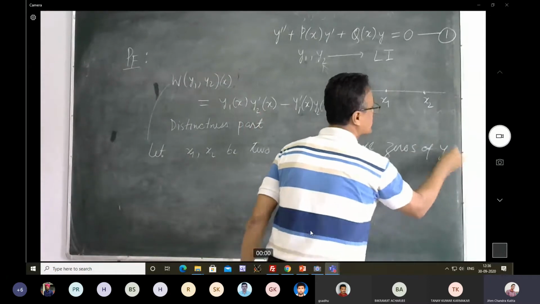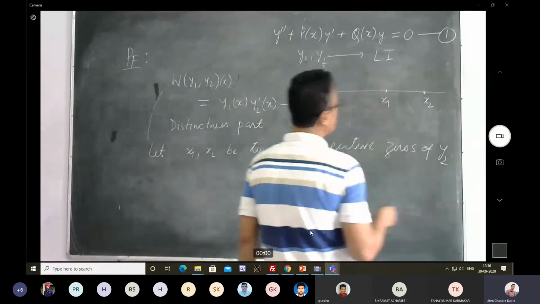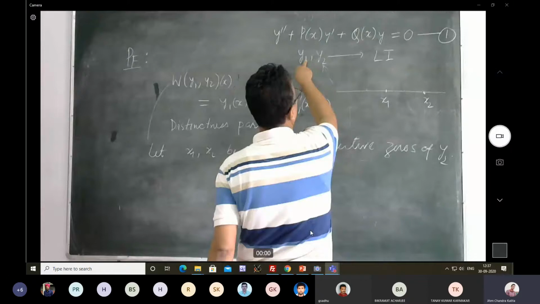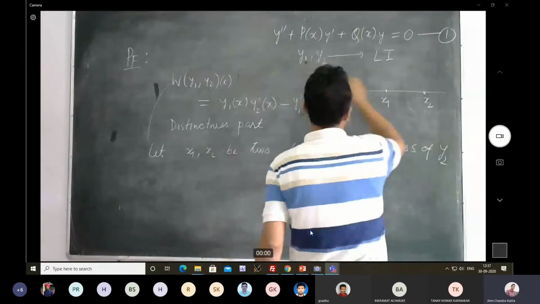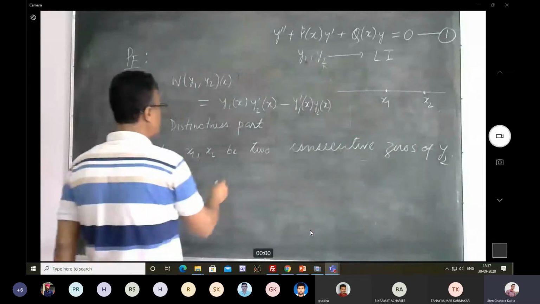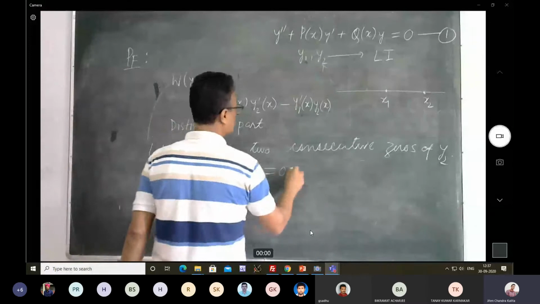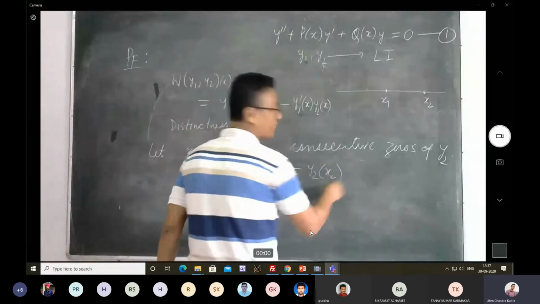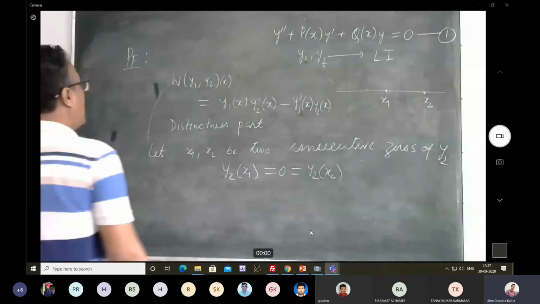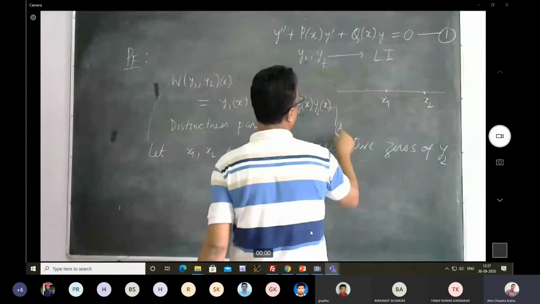Zeros of, say, y2. So this is my situation. I am going to prove that a zero of y1 crosses the x-axis between x1 and x2. That is what we are doing. So that means y2(x1) = 0 = y2(x2), right? Okay, fine. And then what is going to happen? The Wronskian is given by, say, this equation 1.